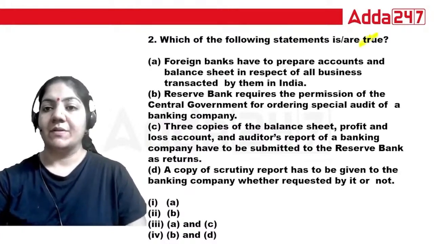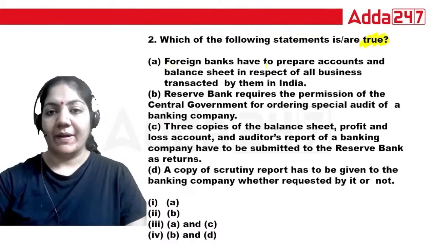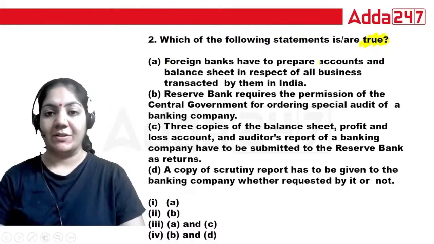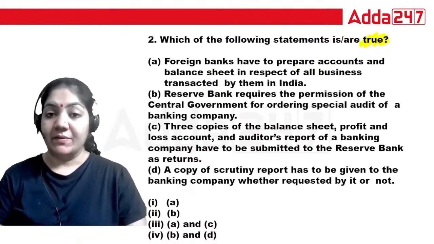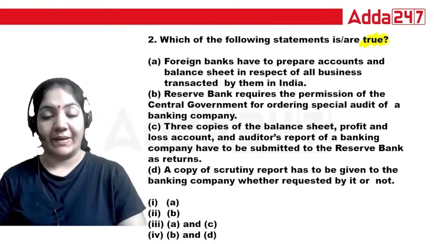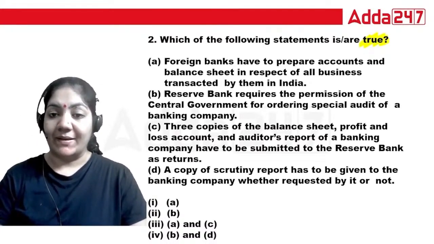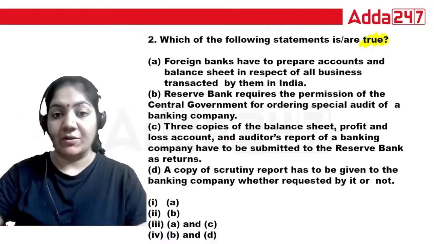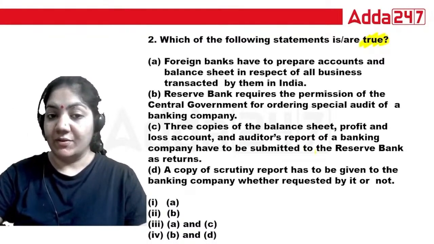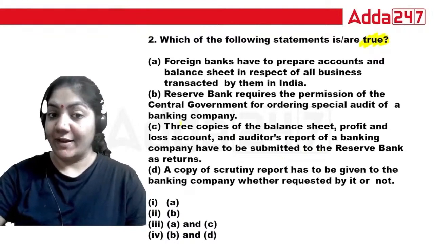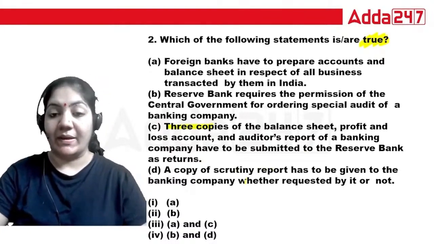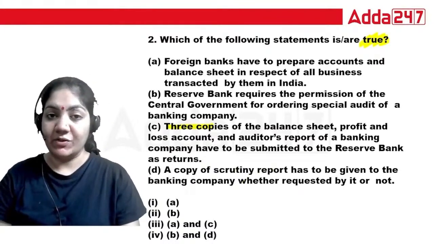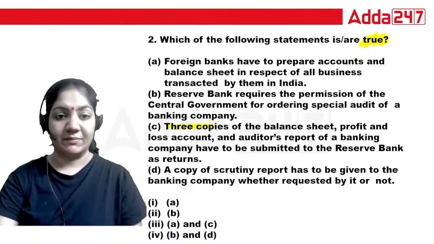Which of the following statements is true? Foreign banks have to prepare accounts and the balance sheet in respect of all business transactions by them in India. The Reserve Bank requires the permission of the central government for ordering the special audit of a banking company. Three copies of the balance sheet, profit and loss account and the auditor's report have to be submitted to the Reserve Bank as a return. So I think C, we have just done. And the copy of the scrutiny report has to be given to the banking company whether it requested it or not. So which of the following is the right answer, guys? Tell me.